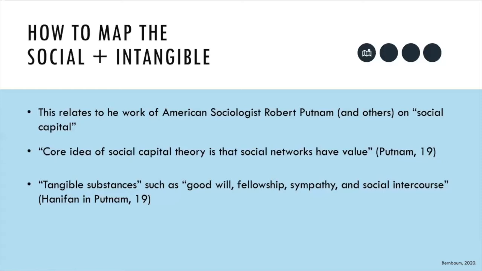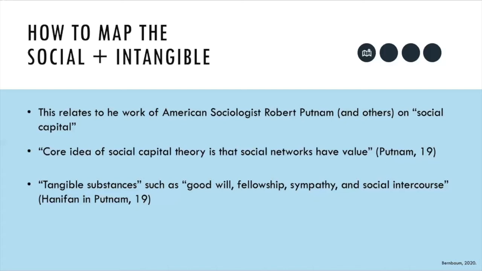urbanist Jane Jacobs. But chronologically, the first user of the term social capital on record is L.J. Hanifan, who was at the time the state supervisor of rural schools in West Virginia. Hanifan explained social capital as including what he called tangible substances, such as goodwill, fellowship, sympathy, and social intercourse.